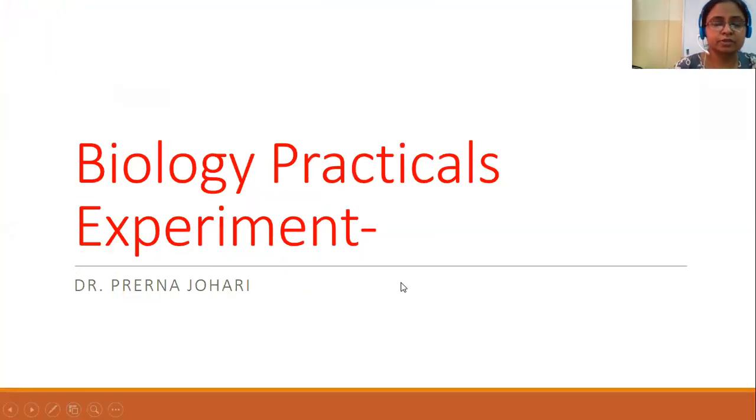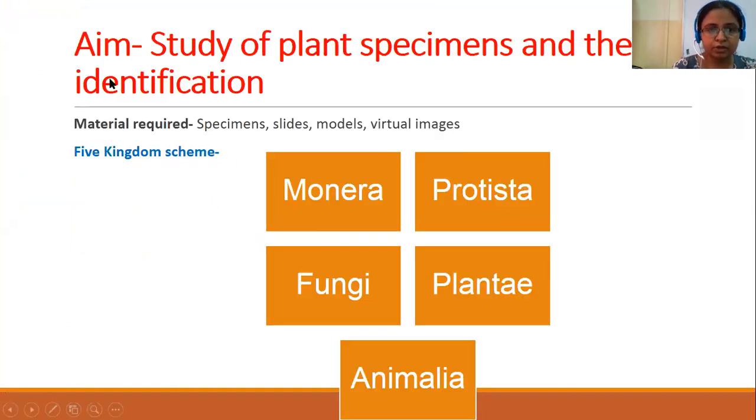Fine. So now today we are going to learn about new biology practicals. What's our aim for the experiment? It is to study the plant specimens and identify them. What are the materials required? Specimens, slides, models and even virtual images. These are the various materials required to conduct today's experiment.